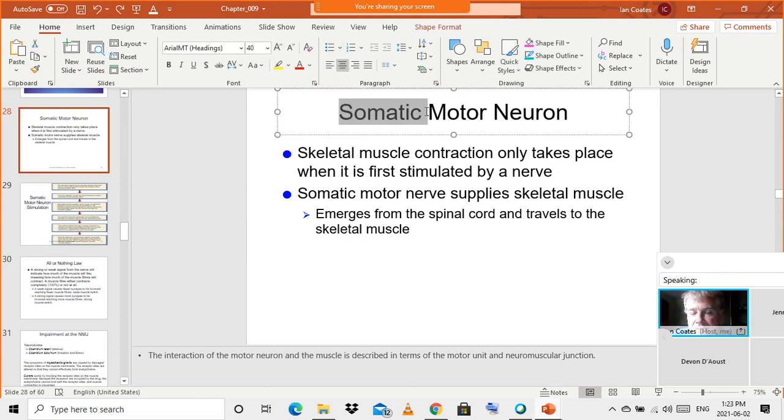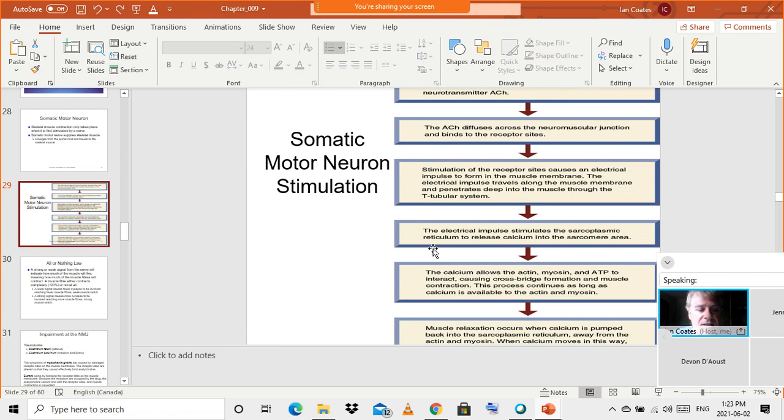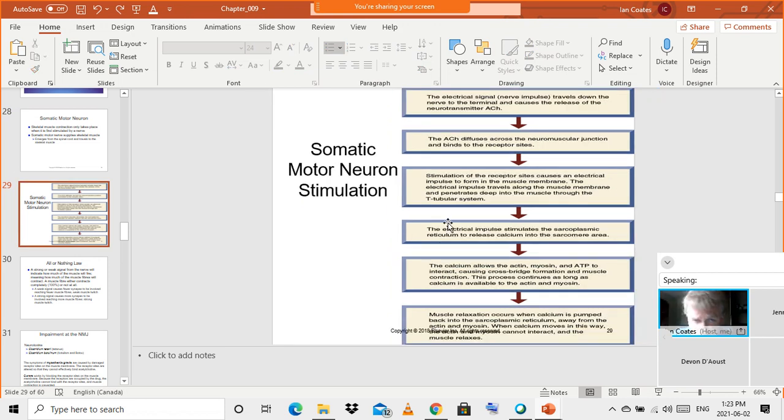Somatic means body, so a body motor neuron. Skeletal muscle contraction only takes place when it is first stimulated by a nerve. This is muscle that we have control over. Somatic motor nerves supply skeletal muscle, emerging from the spinal cord and traveling to the skeletal muscle. You guys will get into that when you get into the brain and nerves. I put this in here. You guys can read this.